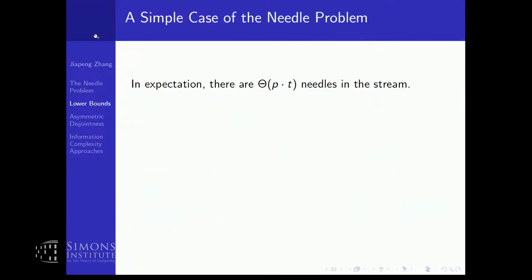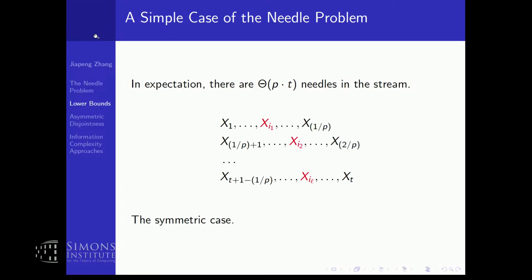Okay. So how does it connect to the needle problem? Let me give you a really simple explanation, and I think this is very intuitive. Let's imagine that we're in a data streaming setting. Because we have probability p to get a needle, in expectation there are roughly p times t needles, right?